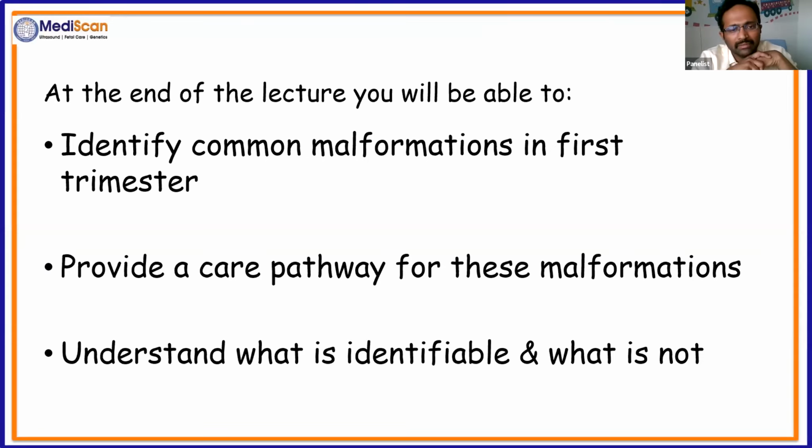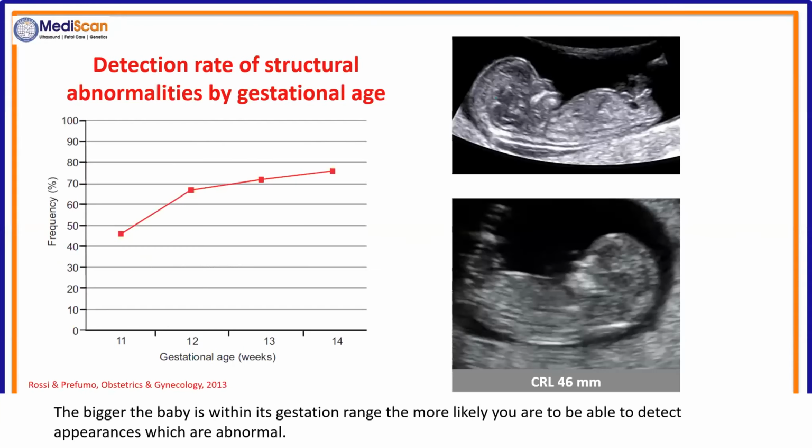At the end of this lecture, you will be able to identify common malformations in the first trimester, provide a care pathway for these malformations, and understand what is identifiable and what is not. So when you look at the baby in the first trimester, you have a wide range of gestation between 11 and 14 weeks, which would be between a CRL of 45 mm to a CRL of 84 mm.